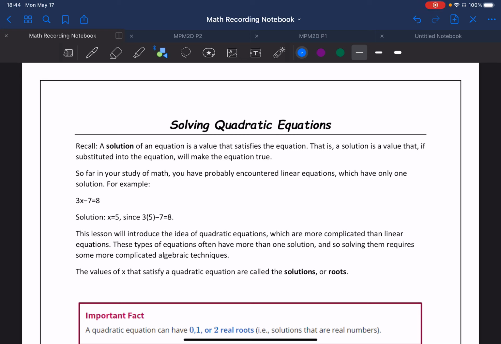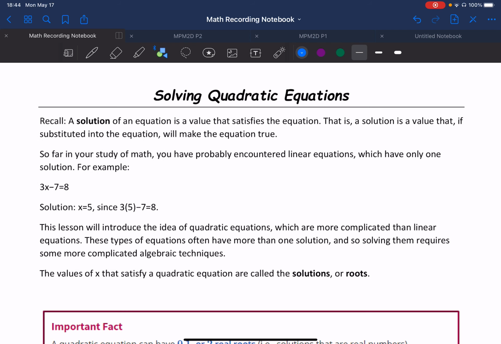So today we're going to be looking at solving quadratic equations and what it really means to solve. One thing to remember is that a solution of an equation is a value that satisfies the equation. What that means is it's a value that you're going to be able to find for that variable. You're going to put maybe an x into the equation and then find out what the y equals. So a solution is a value that, if it's substituted into the equation, will make the equation true. So when the left side and the right side equal the same thing.